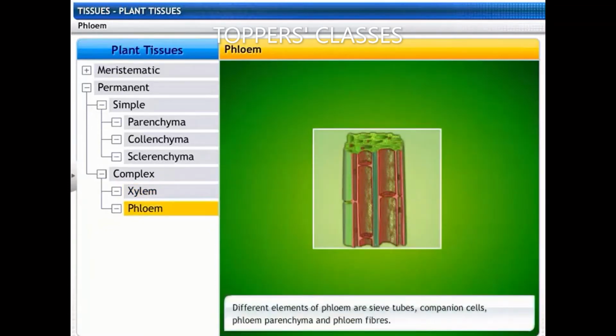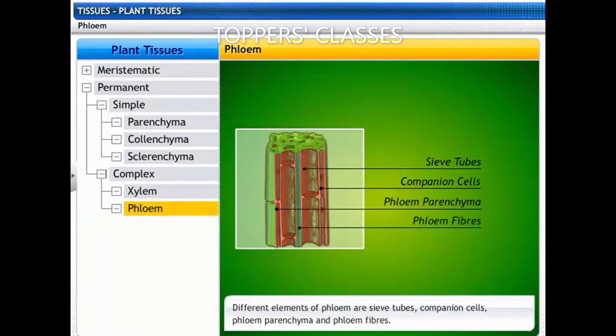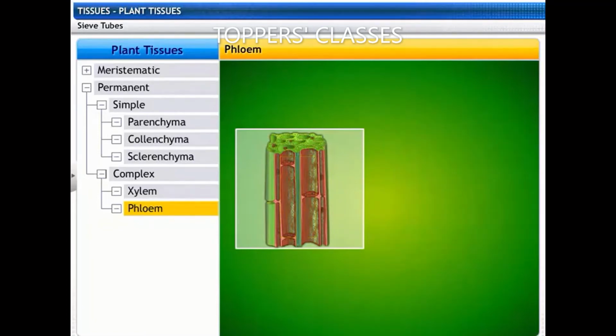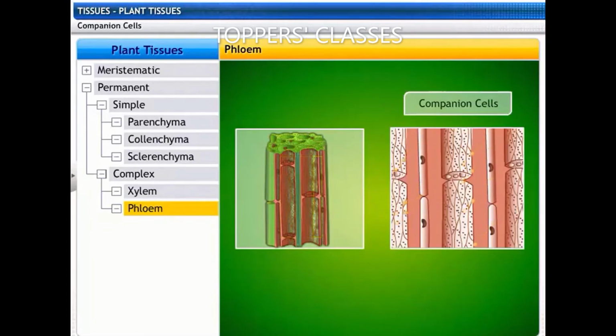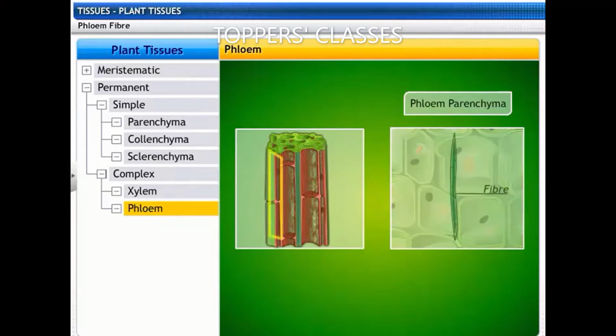Let's now look at the different elements of phloem. Sieve tubes, companion cells, phloem parenchyma, and phloem fibers. Sieve tubes are elongated living cells. They transport sugar or food from the leaves to the stem and the roots. Companion cells help in conduction of food to sieve tubes. Phloem parenchyma store food. Phloem fiber provides mechanical support.